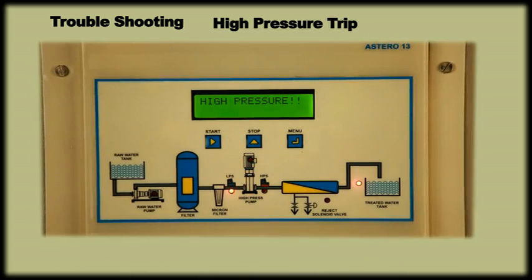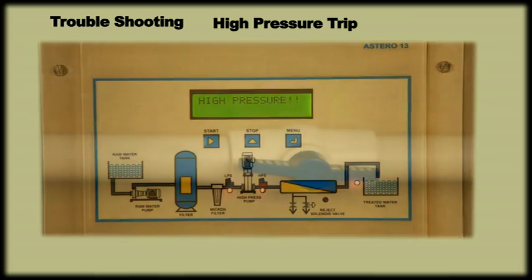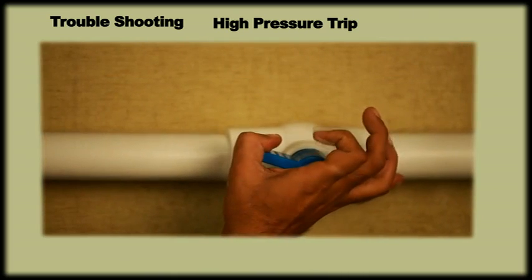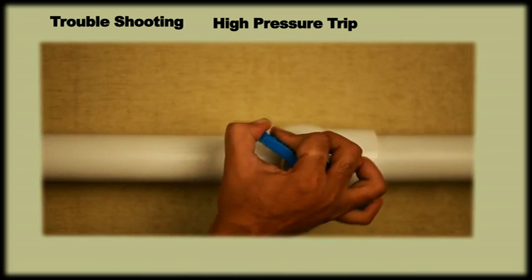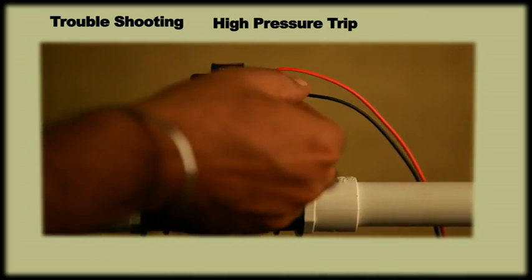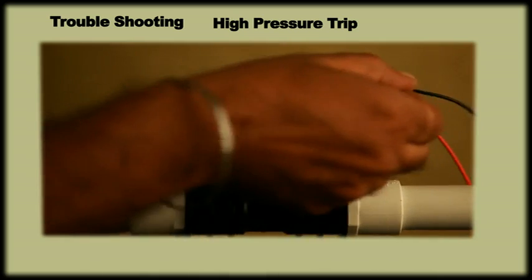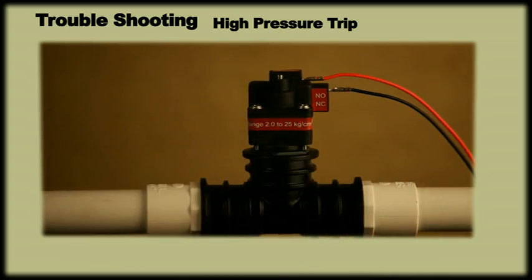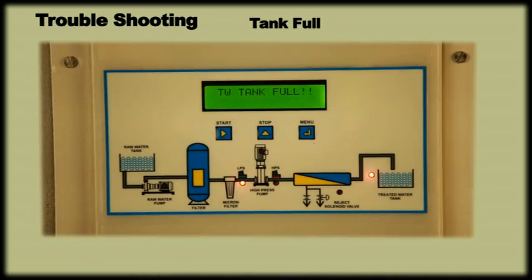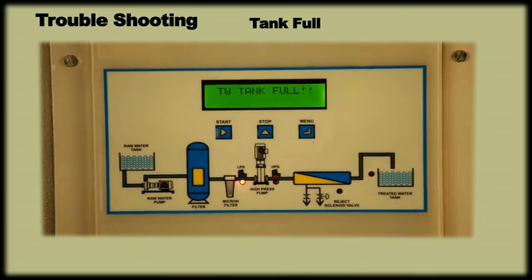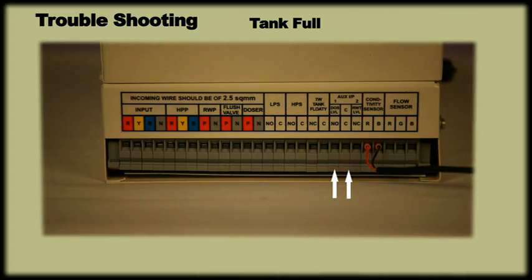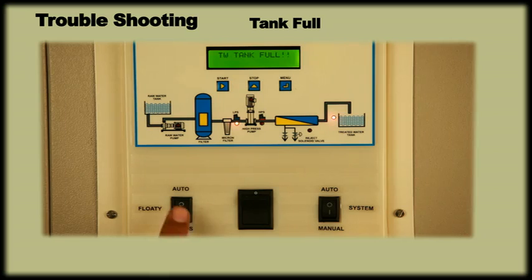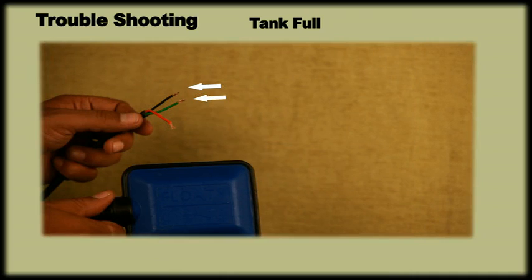If the display shows high pressure fault, and actual pressure in line is higher than the set value, then reduce the pressure. Ensure that C and NO terminals of the high pressure switch are connected to the panel. If the display shows treated water tank full despite low level in the treated water tank, first check whether the floaty is connected. If not, connect the floaty. Else bypass the floaty input using the floaty auto bypass switch. Ensure that only C and NC wires of the floaty are connected.